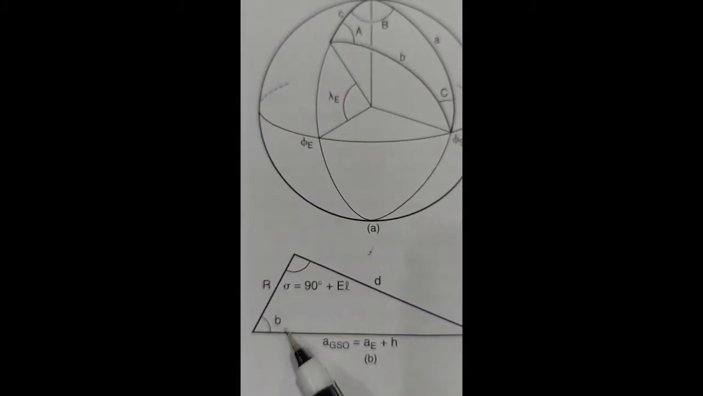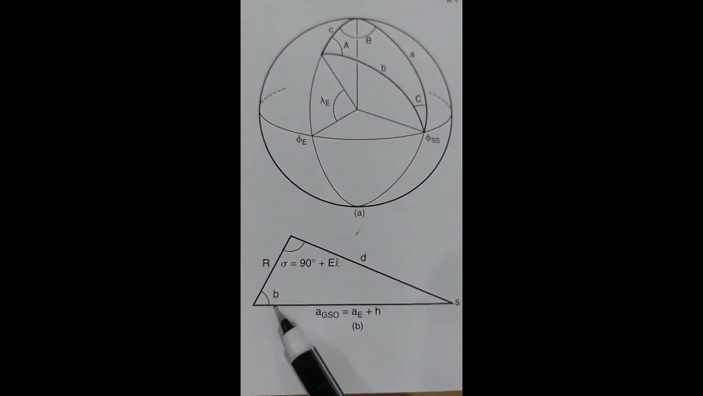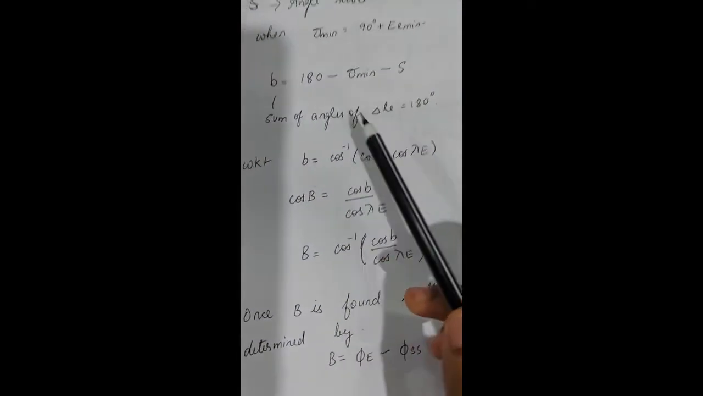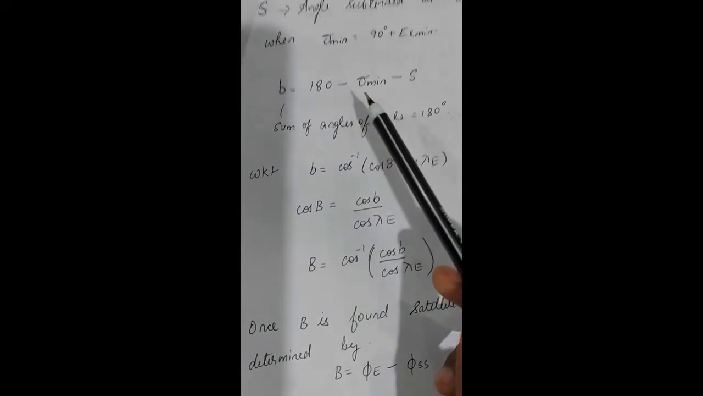So the angle small b can be found as 180 degrees minus sigma minimum minus S, because we know the sum of the angles of a triangle is 180 degrees. But we also know small b is cos inverse of cos B cos lambda e. Taking it to the other side, capital B is equal to cos inverse of cos b by cos lambda e.